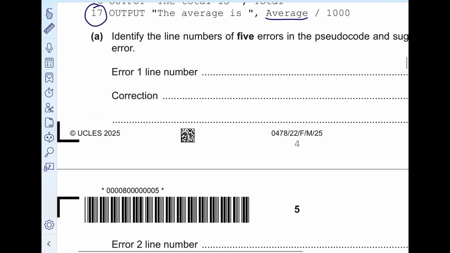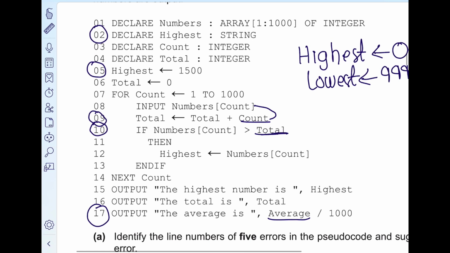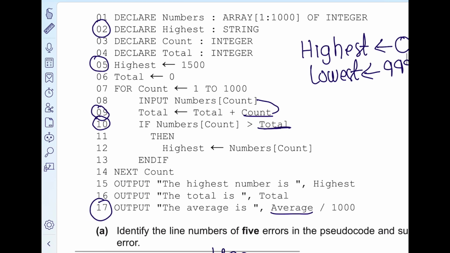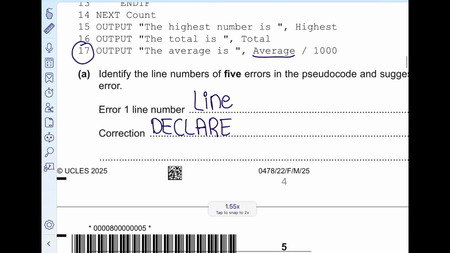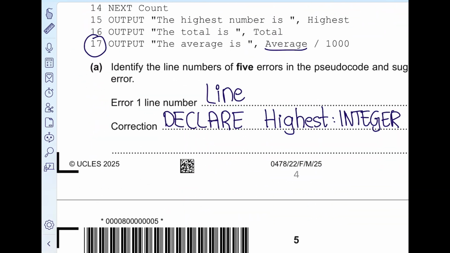Let's write them down. So line 2 has an error. What was the error in line 2? That it was declare highest as a string. It should be declare highest as an integer, because it stores an integer value, so it has to be an integer. Moving on, this is line 2.